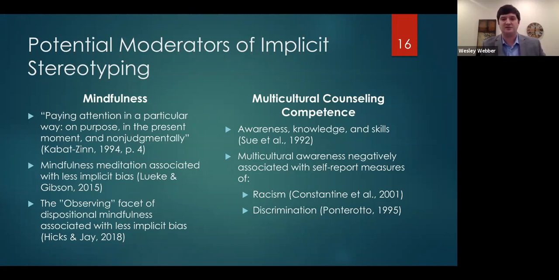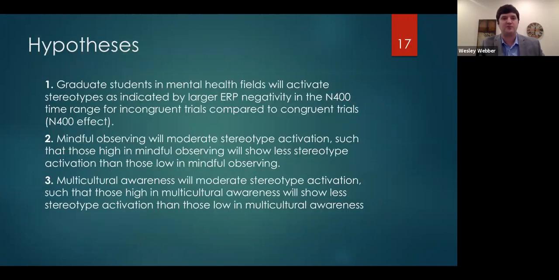So this is a way that for a long time in our field, we have thought about training towards more effective work with diverse groups. So this has traditionally been conceived of as awareness, knowledge, and skills. And in particular, the awareness facet of multicultural counseling competence seemed relevant to me. For one reason, it's been negatively associated with racism and discrimination in self-report measures.